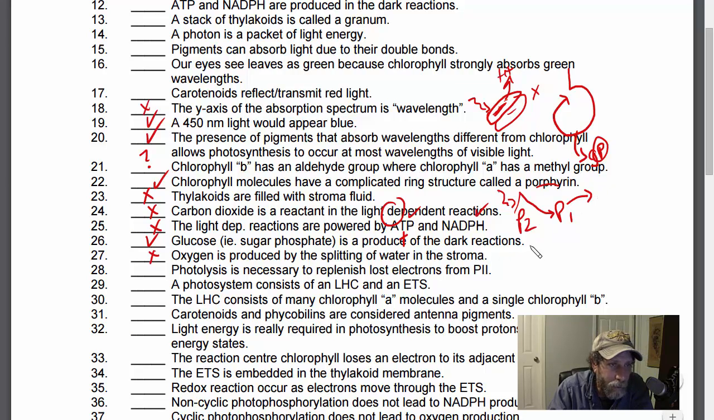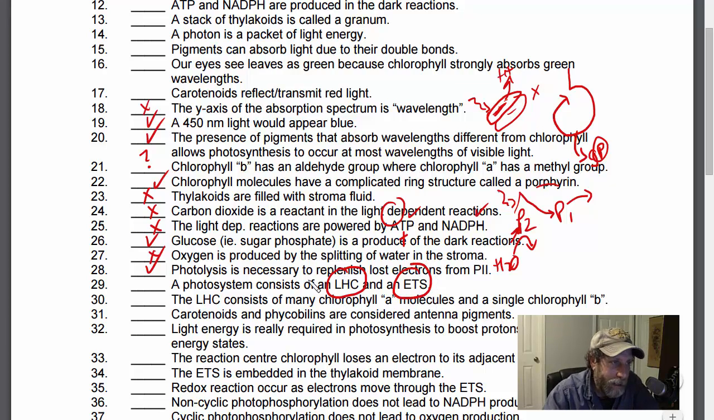So the photolysis, which is here, splits the water and gives the electrons into photosystem 2. So that's correct. Okay. A photosystem consists of an LHC and an ETS. Oh boy, I wish I didn't have this one. There's been some debate about that, obviously. The light harvesting complex, those antenna pigments, and the trapped chlorophyll. And then you've got an associated electron transport system.